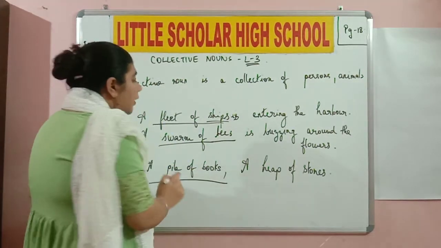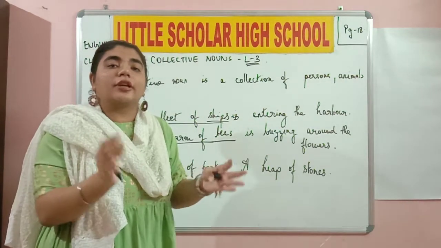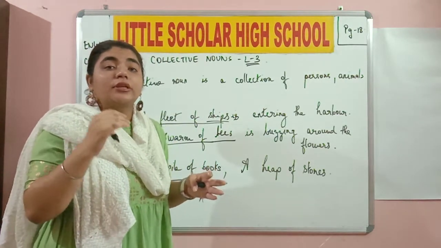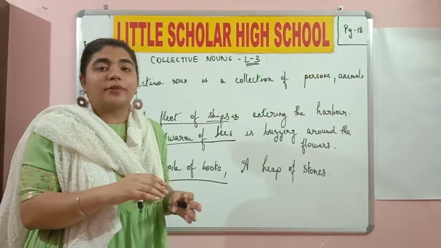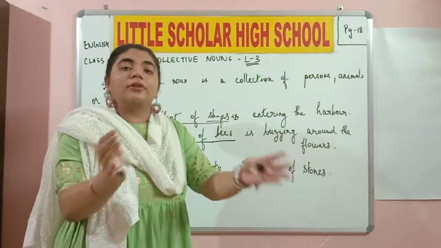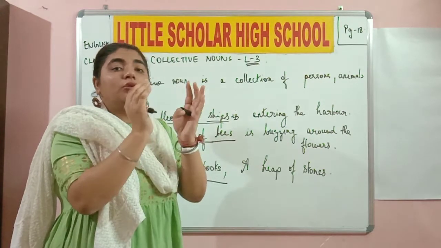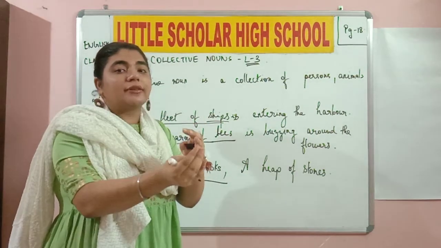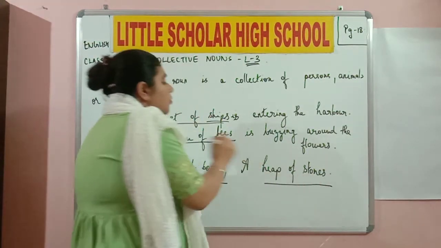What is the fourth one? A heap of stones. What do you mean by this? When too many stones are kept together. There was a heap of stones in the middle of the road and nobody came to pick it up. That is why the traffic could not move. So a heap of stones is when too many stones are kept together. You represent them with the help of a collective noun, which is nothing but heap of stones.